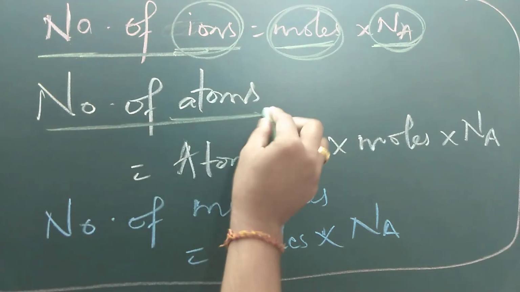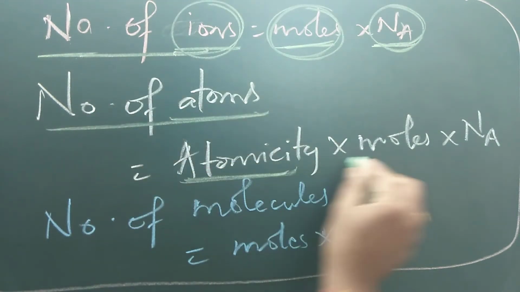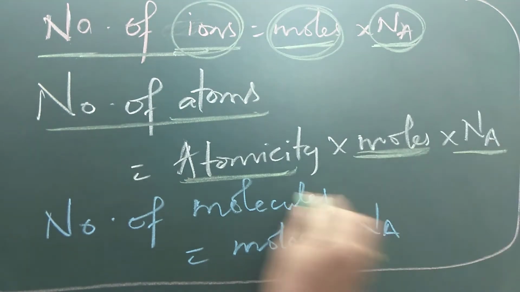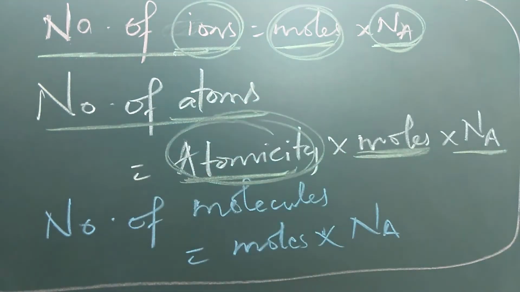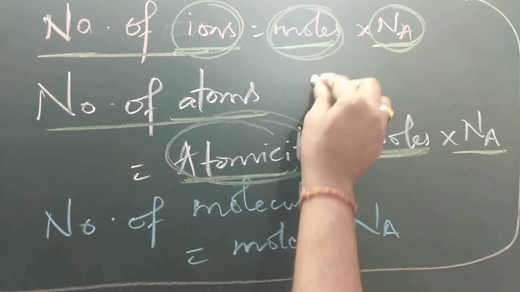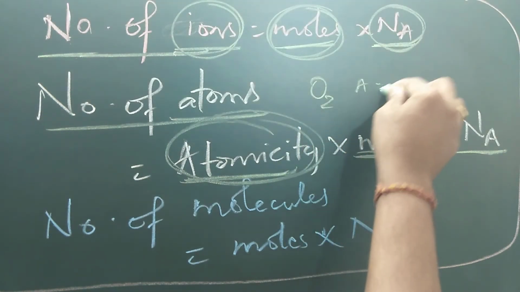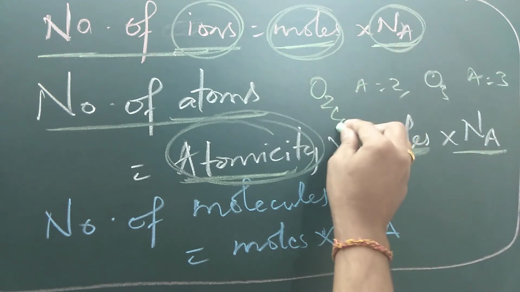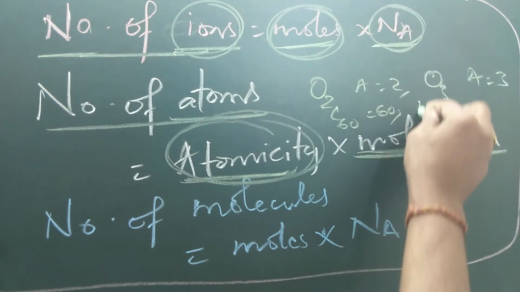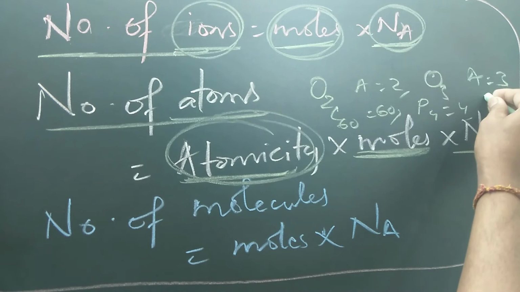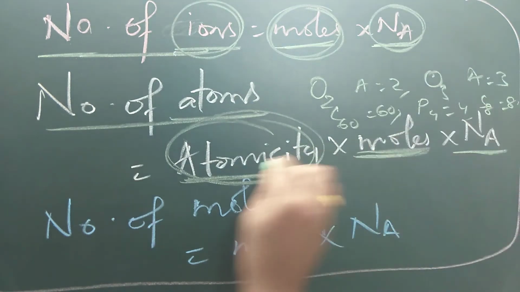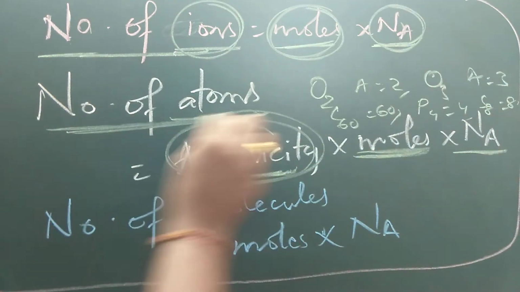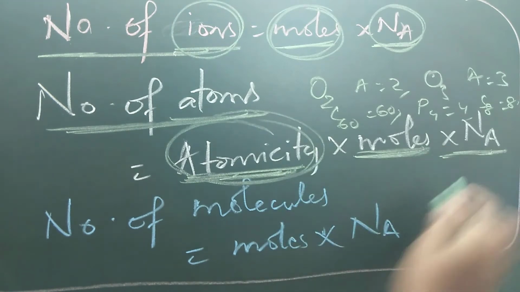The number of atoms can be calculated using the formula atomicity into number of moles into Avogadro number. Atomicity is the total number of atoms present in a molecule. Like O2 has atomicity 2, ozone has atomicity 3, C60 has atomicity 60, P4 has atomicity 4, S8 has atomicity 8. So keep this in mind. Number of atoms equals atomicity into mole into Avogadro number.